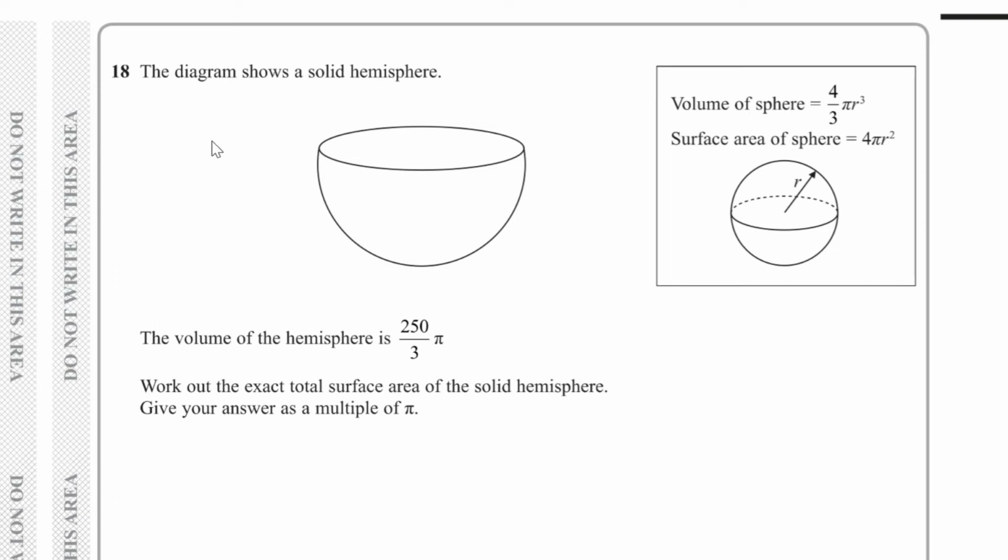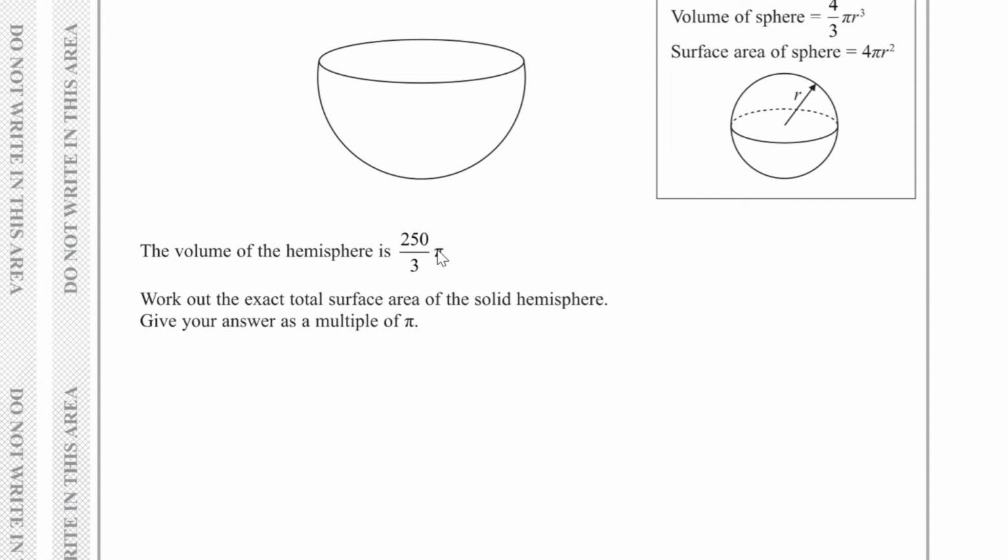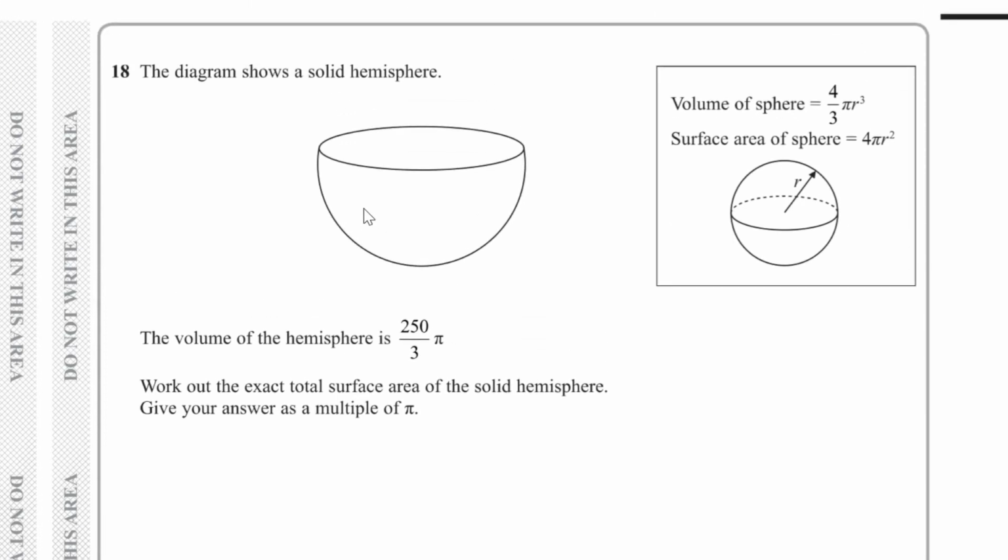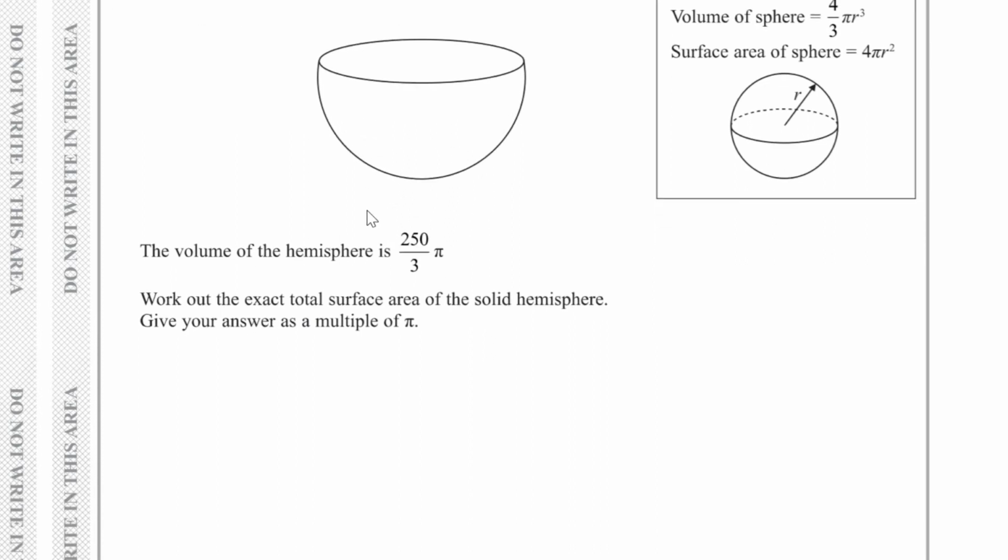Question 18. The diagram shows a solid hemisphere, and we've been given that the volume of a sphere is 4/3 pi r cubed, and the surface area of the sphere is 4 pi r squared, and the volume of the hemisphere is 250 pi over 3. We have to work out the exact total surface area of the solid hemisphere. Give your answer as a multiple of pi. So we know that the volume of a hemisphere is half the volume of a sphere.